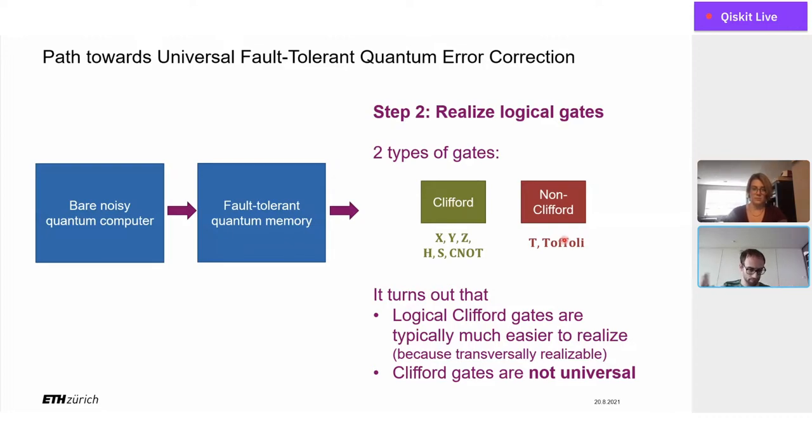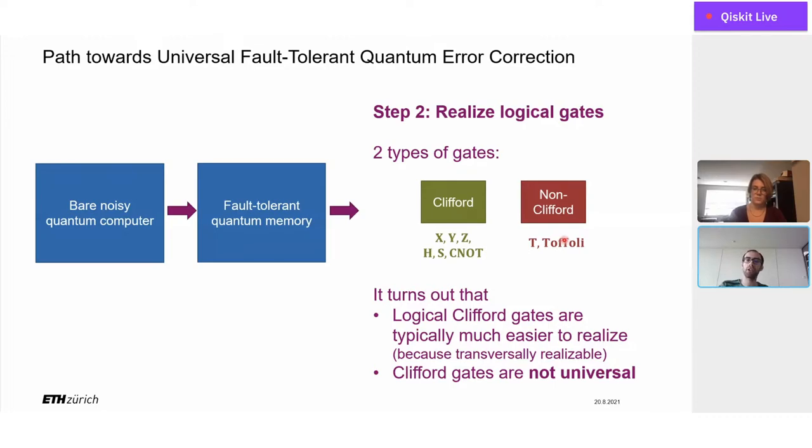Of course, I'm glossing over lots of details, but this generally has to do with the idea of transversality, namely that some gates, typically Clifford gates, can be implemented in a transversal manner, which means that you have a guarantee that they do not spread errors too much around your chip, right? If you have an error on one qubit of your chip and you realize a transversal logical gate, then you have the guarantee that after that logical gate, the error has not spread too much.